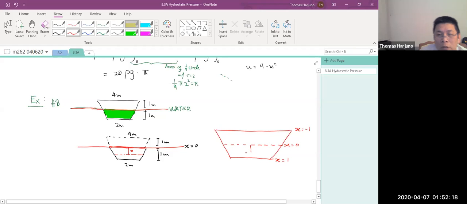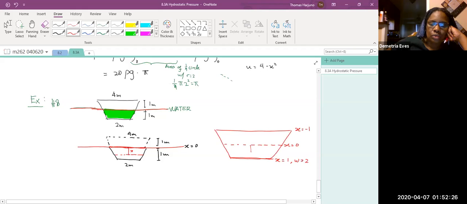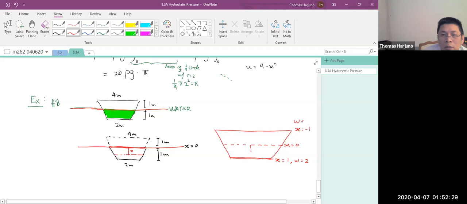Now you see, when x equals 1, what is the width? 2. When x equals -1, what is the width? 4. Because this is a trapezoid, the further we go down, the width will decrease linearly. If we go up, it will increase linearly compared to x. So when x equals 1, the width is 2. When x equals -1, the width is 4.